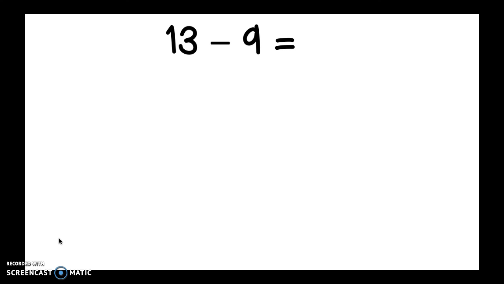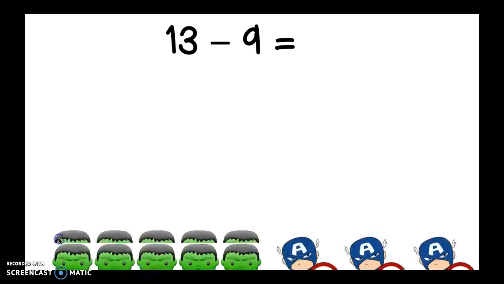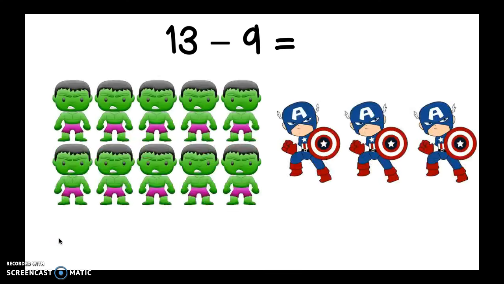Okay, does your picture look like mine? I know that 13, so there we go. I'm using the Incredible Hulk and Captain America to help me out today. Let's count together. I'm going to count and you count your circles and make sure you have 13. 1, 2, 3, 4, 5, 6, 7, 8, 9, 10, 11, 12, 13. Yep, I have 13. Do you have 13? Oh good, we're both ready to go.